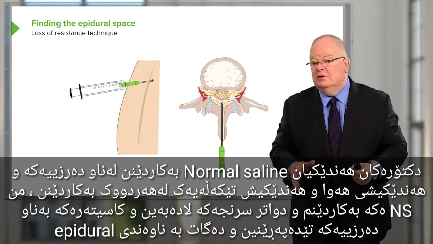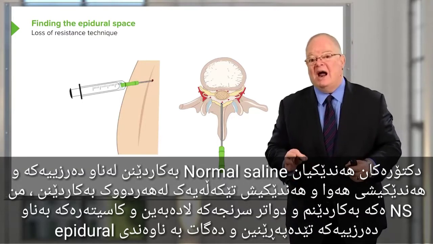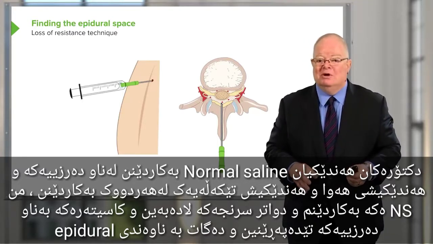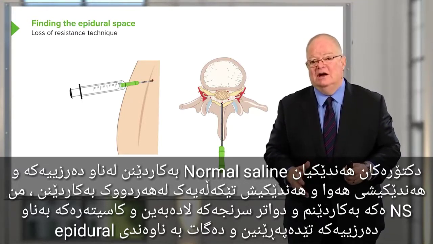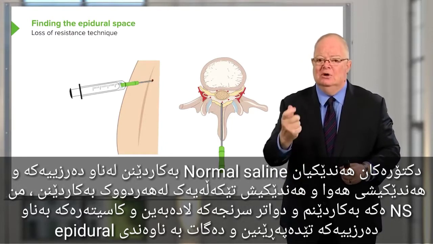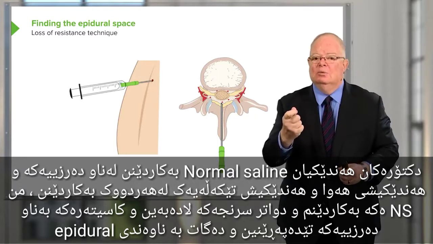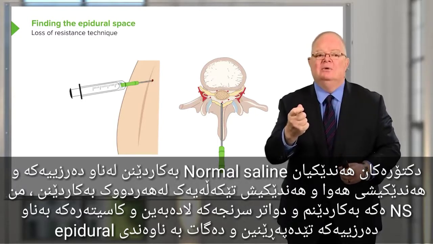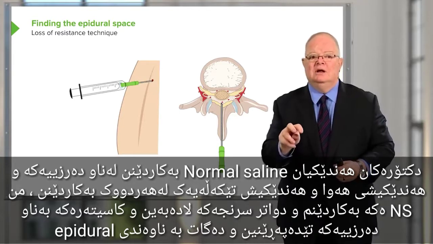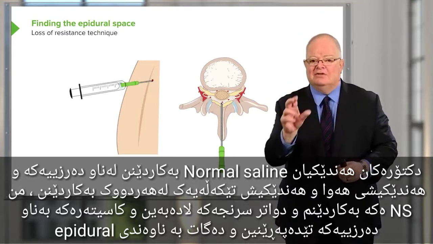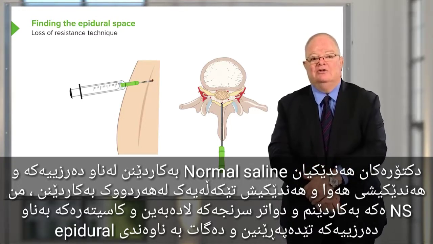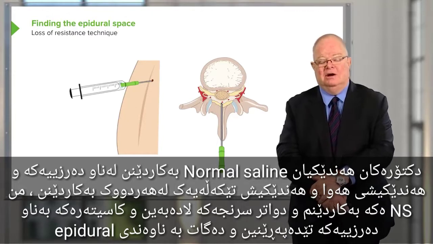People use different solutions in the syringe. They use saline or air or a mixture of the two. I used to use air, then I went to a mixture of the two. I now always use saline. I get a very distinct feeling as you go through the ligamentum flavum, and you lose the resistance that you're feeling as you advance the needle. You then disconnect the syringe from the needle hub, and you pass a catheter through the syringe, through the needle, which then passes up into the epidural space.